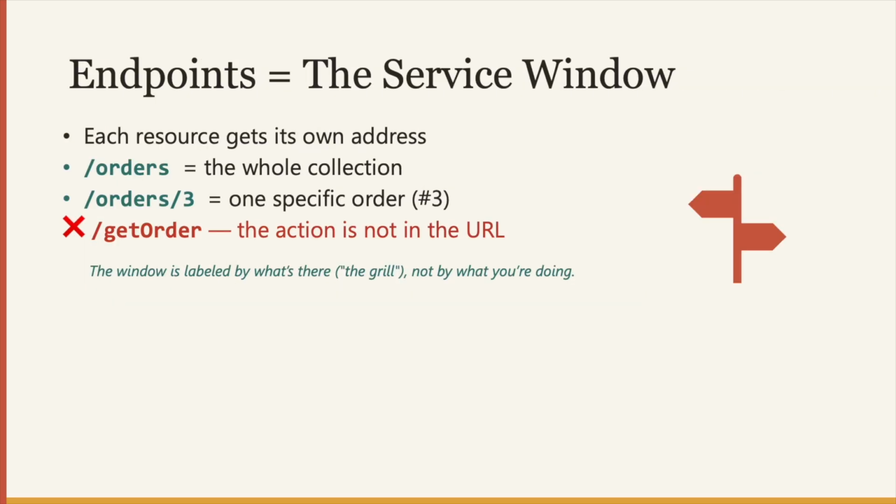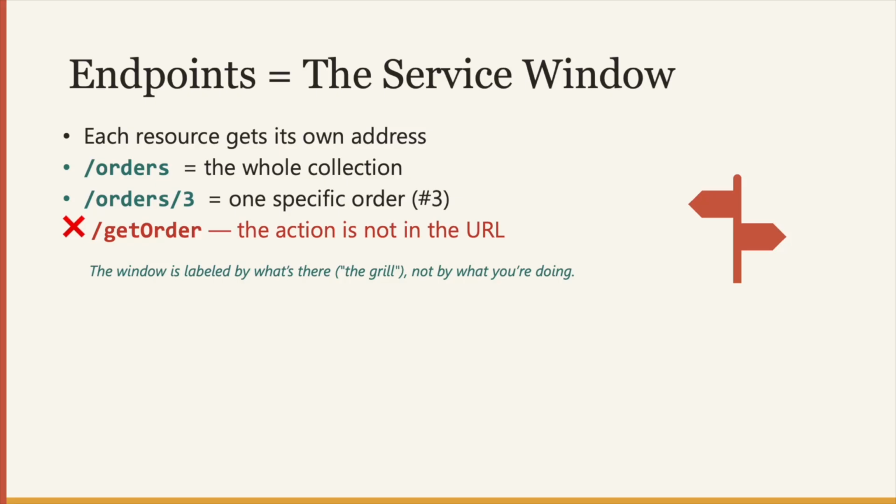Next, let's talk about endpoints, which you can think of as the physical service windows at a restaurant. The absolute biggest rule in REST is how you label these windows. You name them after nouns, never actions. Each data resource gets its own unique address. For instance, you can walk up to the /orders window to see the whole collection of tickets, or the /orders/3 window to grab one specific order.